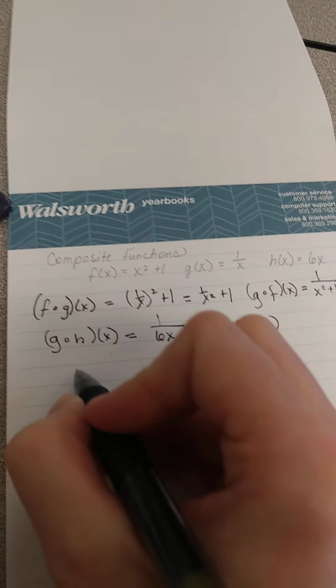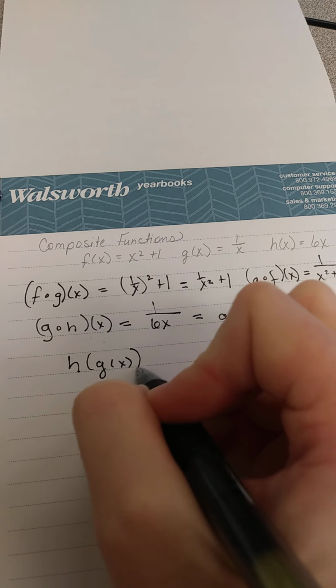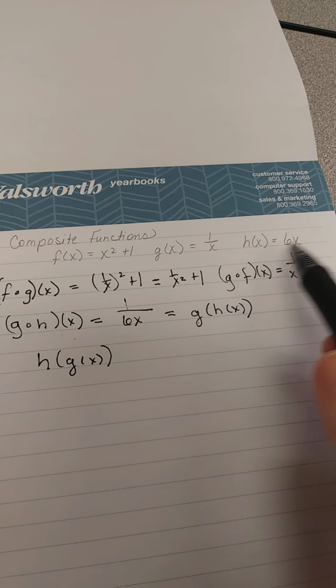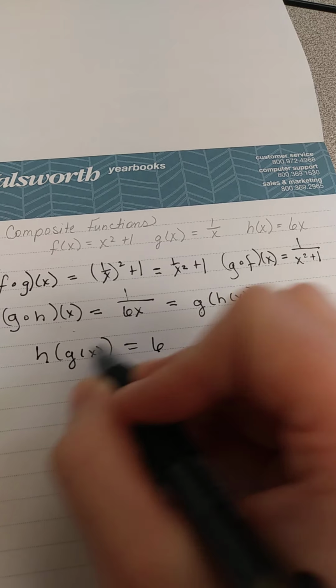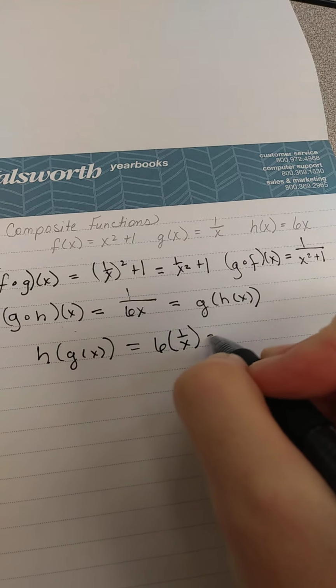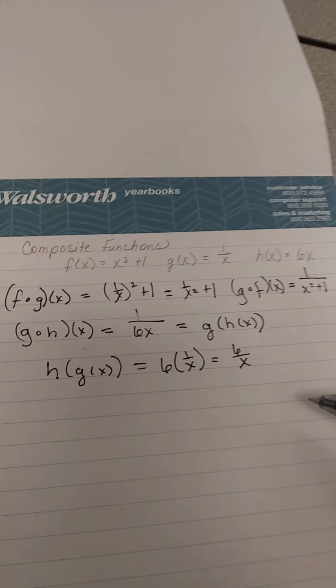Let's do it the other way, h of g of x. This time I take the h function and I put the g inside it. So the h function is 6x. I'm going to write 6, but in place of the x, I'm going to put the entire g function, like so. That simplifies a little, maybe. I don't know if those are even different, but you can sort of simplify it.